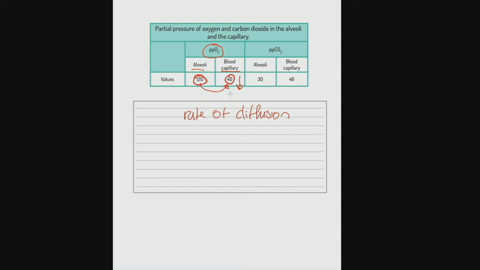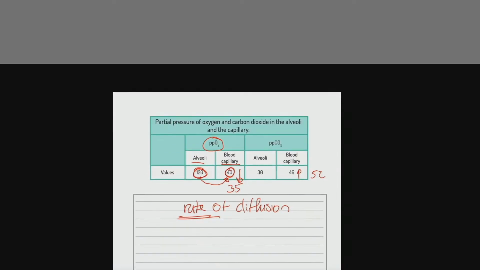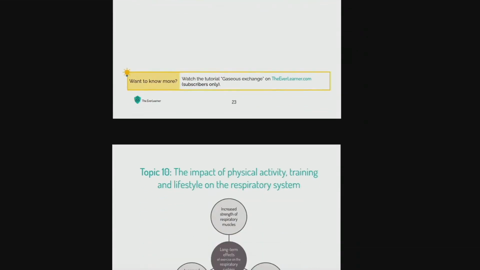So let's imagine this drops down now to 35. Can you see now the gradient, the concentration difference of the two, would be greater? That would speed up diffusion. That's what we mean by that. And it's the same with CO2. If the capillary goes up, I don't know, to 52 partial pressure, then the rate of diffusion will increase. So one of the ways that the rate of diffusion increases is when there are greater differences, a steeper concentration gradient between the two sides of the membrane. And I just wanted to get that point across to you. You guys may well remember that from your GCSE biology days.